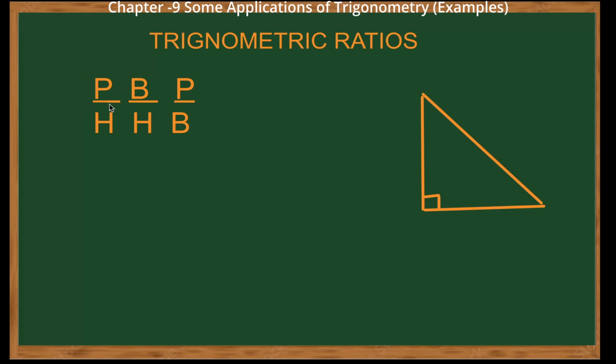One of the things required is the rhyme which we have used: perpendicular, base, hypotenuse. Perpendicular by hypotenuse is related to sine, base by hypotenuse is related to cos, and perpendicular by base is related to tan. I hope we remember this from our previous session in the trigonometry chapter. So this would be required.